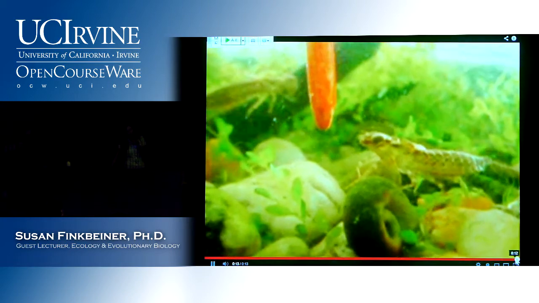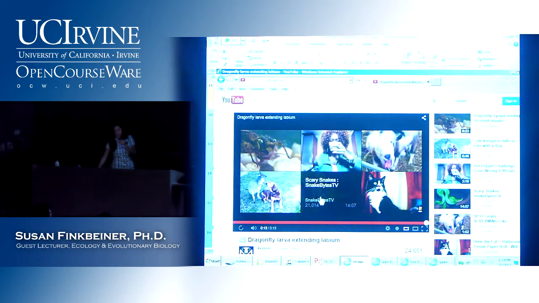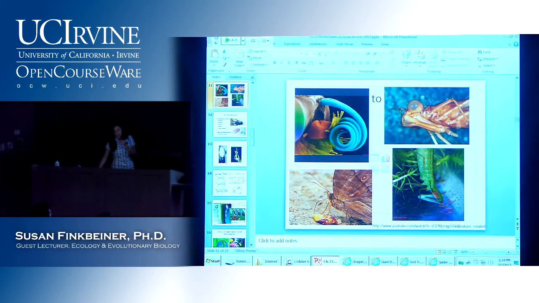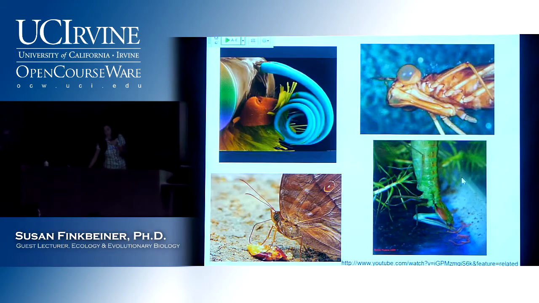So it kind of, in a way, reminds me of the way that frogs will forage and obtain their prey that way.